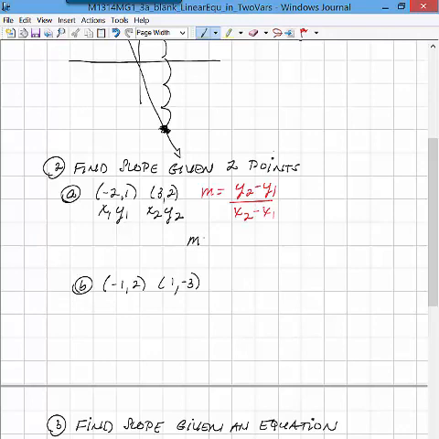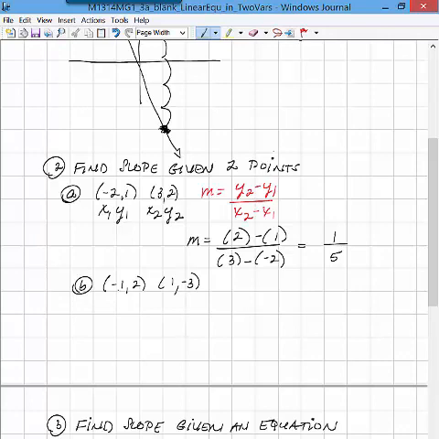So when I calculate the slope, y2 is 2 minus y1, which is 1, over x2, which is 3, minus x1, which is -2. So 2 minus 1 is 1 on the top, 3 minus -2 is +5, and the slope of the straight line passing through those points is 1/5.